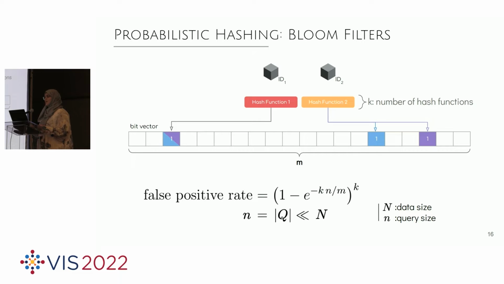However, if we look at the equation of the expected false positive rate of the Bloom filter, we see here the small n, and the small n in the equation means the number of elements that is inserted in the Bloom filter. And this is directly related to the query size. So this actually removes the dependence on the input data size. This is why we are using the Bloom filter.